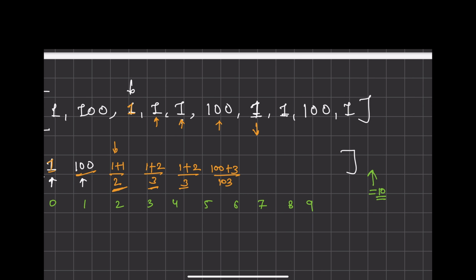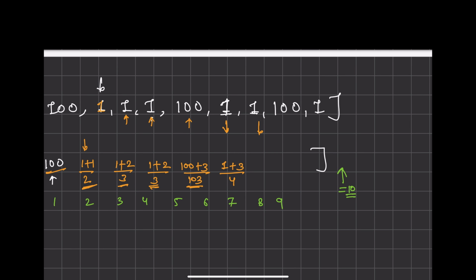At this one, what is the minimum cost? 1 plus either 103 or 3, we take 3, which is 4. Here: 1 plus minimum of 103 or 4, so we take 4, giving 5. Here: 100 plus minimum of 5 or 4, so we take 4, which is 104. Here: 1 plus minimum of 104 or 5, so we consider 5, giving 6.